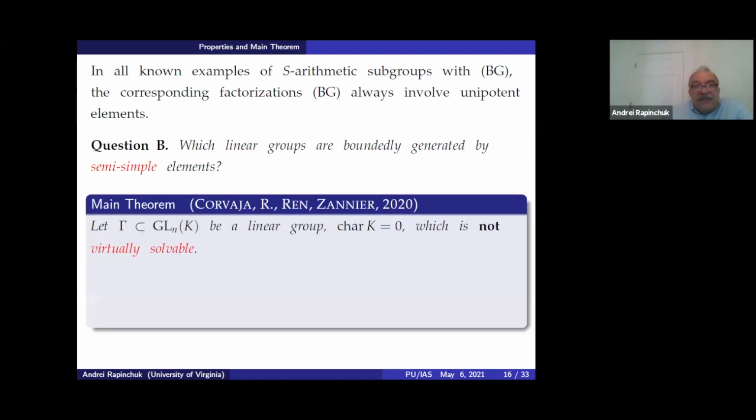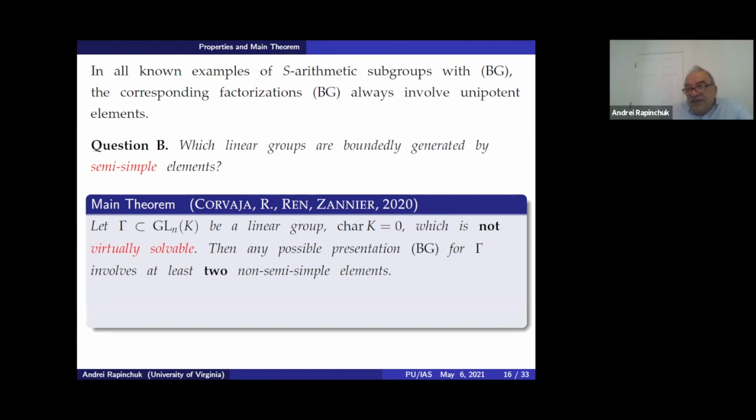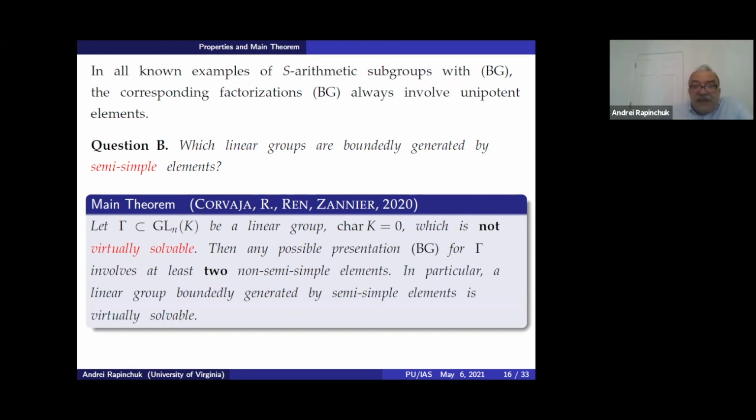We were able to answer this question in joint work with Pietro Corvaja, Jean Bourgain, and Umberto Zannier. Here's the main theorem. Suppose we have a linear group Gamma over a field of characteristic 0, and assume that this group is not virtually solvable. It does not have a finite index subgroup which is a solvable group. Then any possible bounded factorization for that group must involve at least two non-semisimple elements. So in particular, a linear group which is boundedly generated by semisimple elements must be virtually solvable.